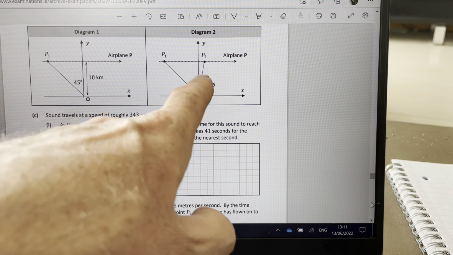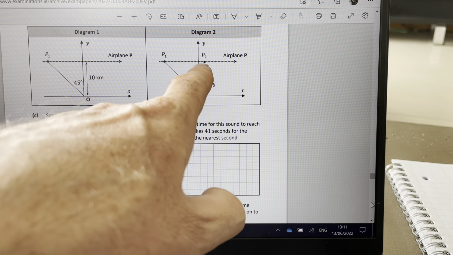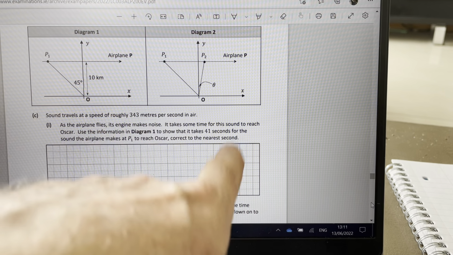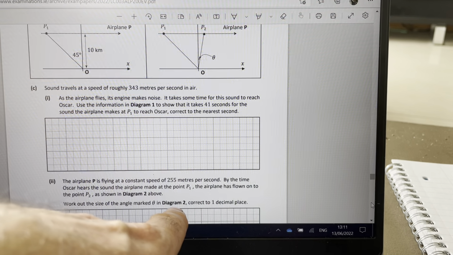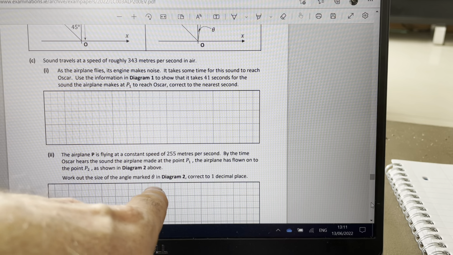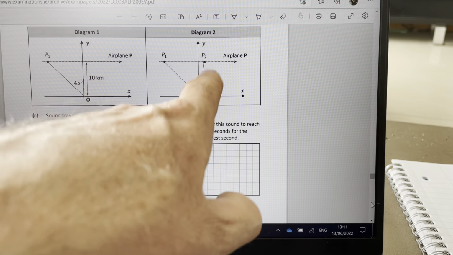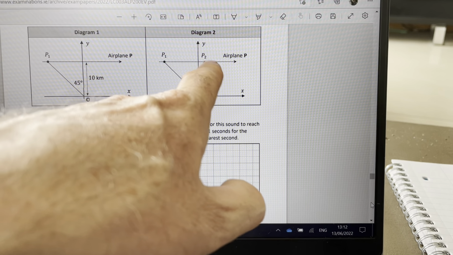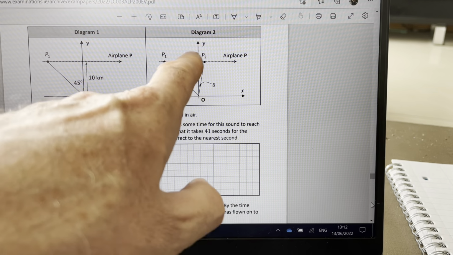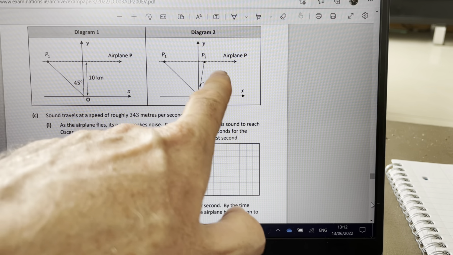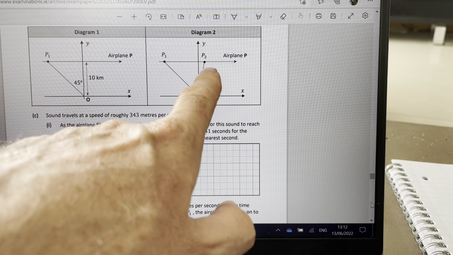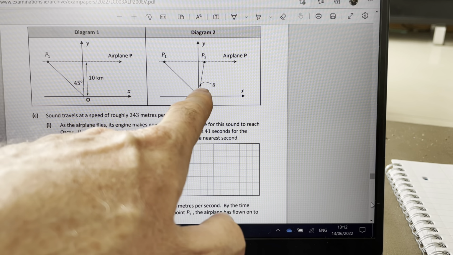And you're now saying that goes there, so it's the plane, so it's the 41 seconds over the speed of the plane, which is 255, would be the distance that that's travelled. You know that that's 10, so subtract the 10 to get this little gap. You know that, so you can get tan, so you now take tan inverse to get the angle.